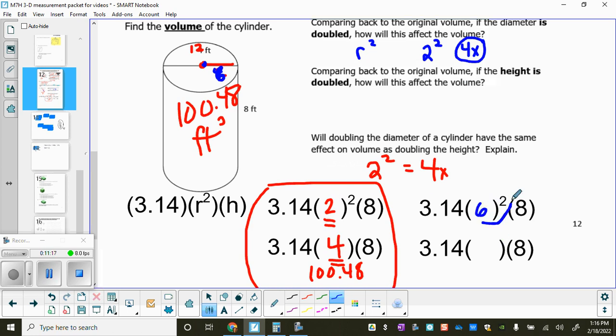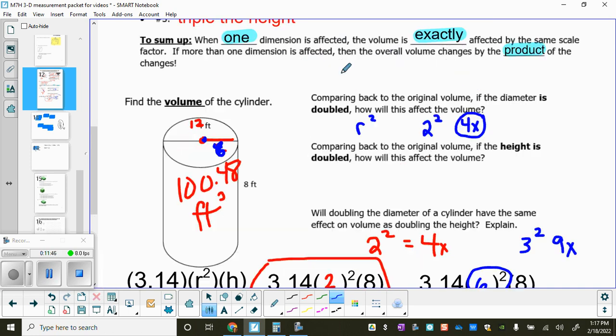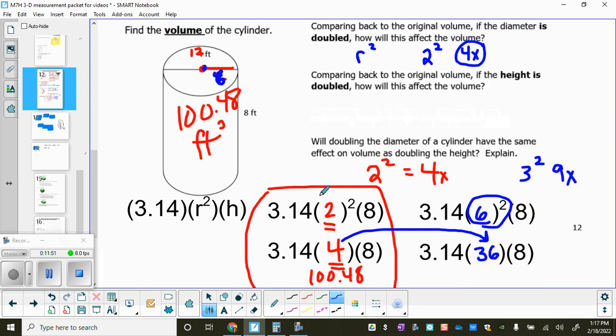Now because that 6 is getting squared right here, this is a 36. So do you see that the 4 is now getting 9 times bigger? It's because I tripled the radius, but then the radius gets squared. So that means it's going to be 9 times bigger. So just be very careful if I'm talking about impacting the diameter. It's not going to be as easy as it was up here, because you've got to consider the fact that it gets squared.